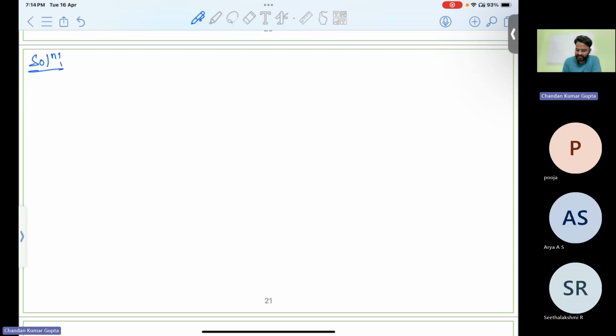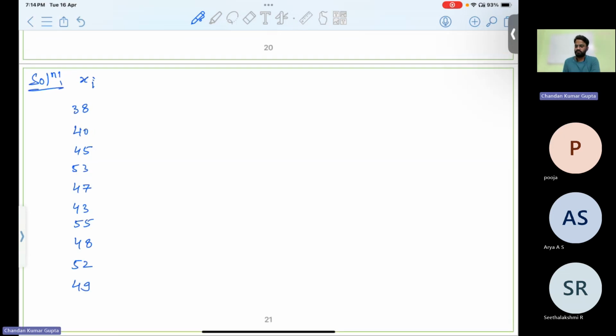Okay, the values of xi are like this: 38, 40, 45, 53, 47, 43, 55, 48, 52, 48, 52, and 49, numbered 1, 2, 3, 4, 5, 6, 7, 8, 9, 10. These are the weights of 10 students.